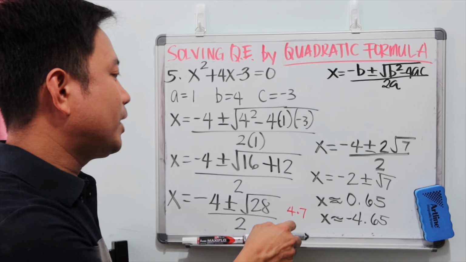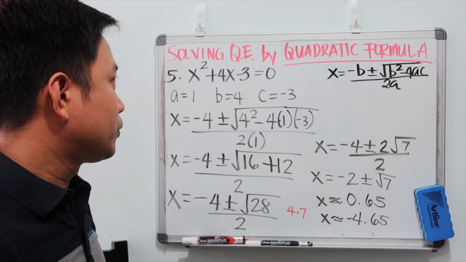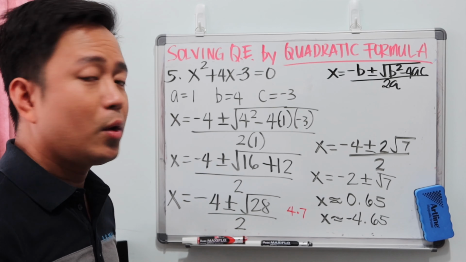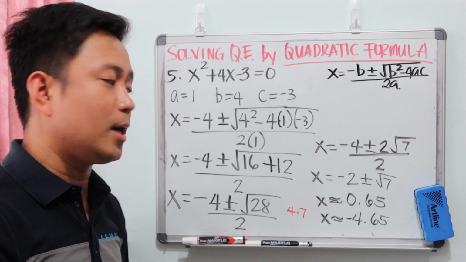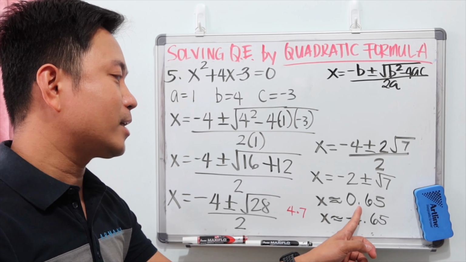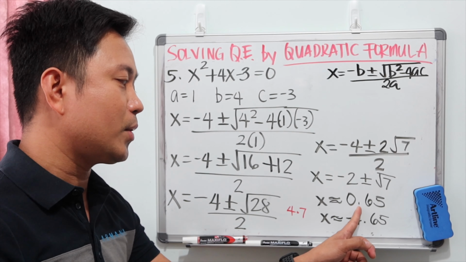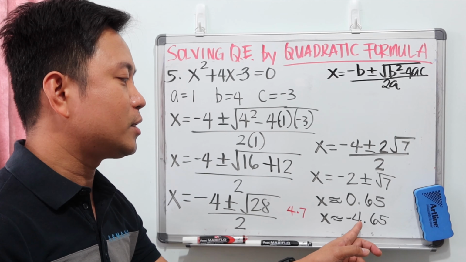So these are the two values of x, or the two roots of the quadratic equation, which means that when you graph the parabola, it will also pass through the x-intercepts 0.65, 0, and negative 4.65, 0.